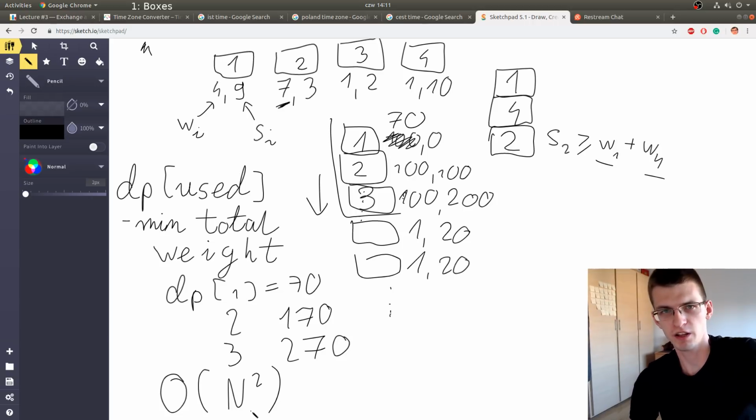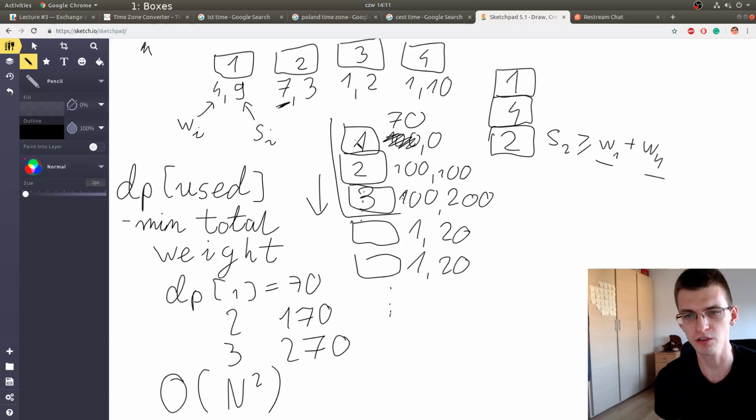And the technique we learned today is about the first part, that we don't know the order of these items.